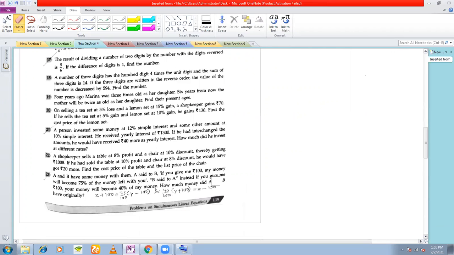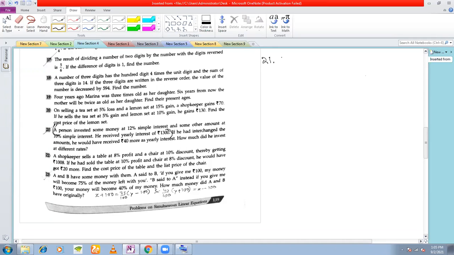Okay, the next question is number 21. A person invested some money at 12% simple interest and some other amount at 10% simple interest. So a certain sum invested at 12%, a certain sum invested at 10% simple interest. He received yearly interest of 1300 rupees. So this part will give our first equation.